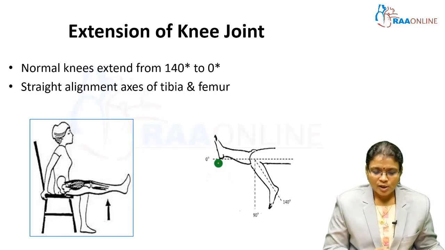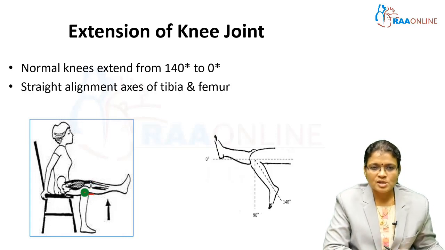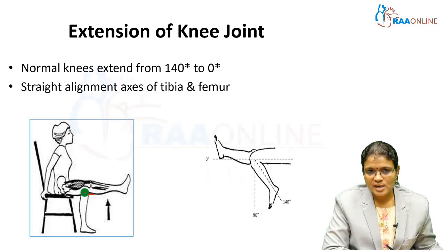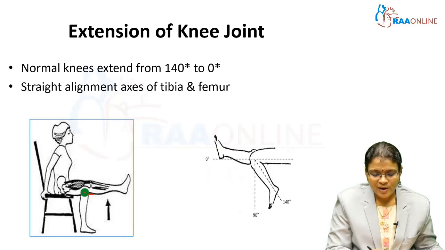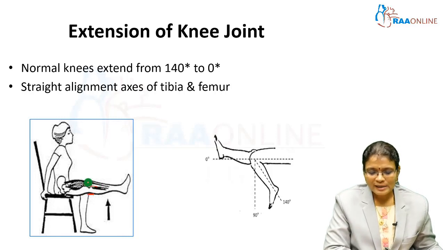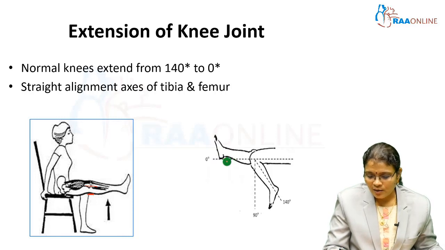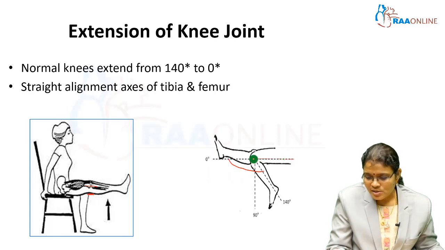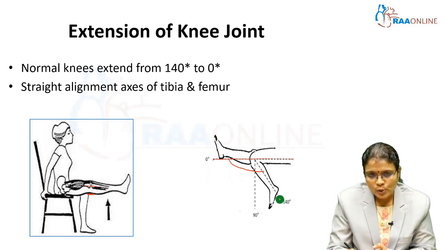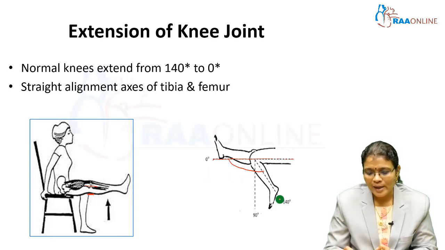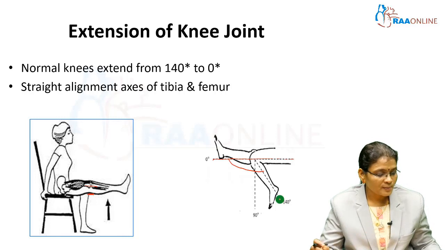Extension of knee joint. Normal knees extend from 0 degree to 140 degrees. It is the straight alignment of axis of tibia and femur that is called as extension. So the extension can occur from 0 to 140 degree. The extension occurs from 140 degree, which is full flexion, to 0 degree, when the person tries to extend his legs.